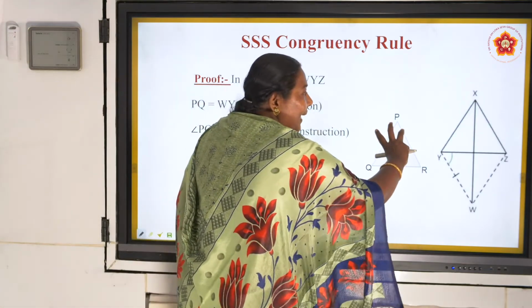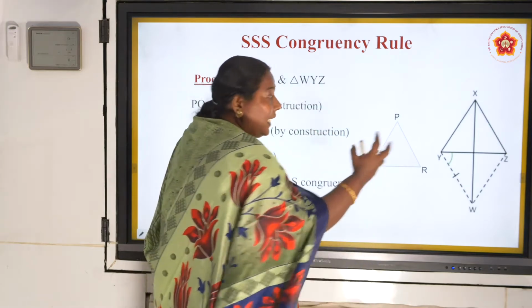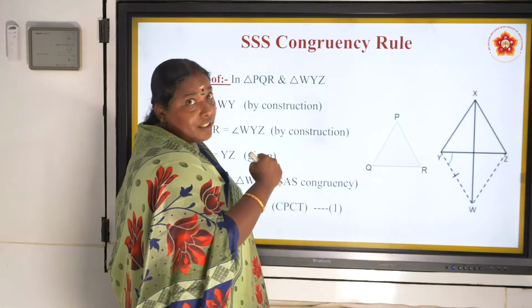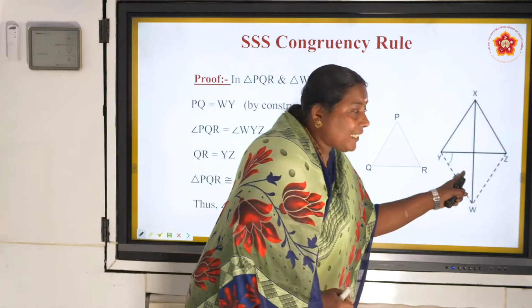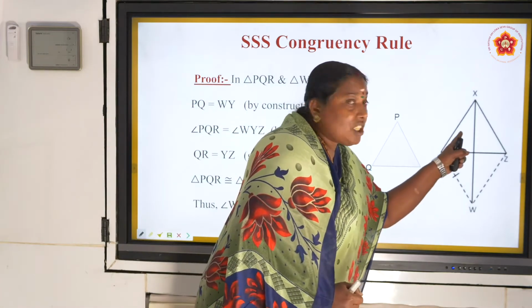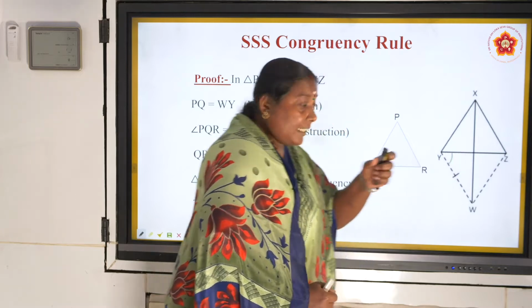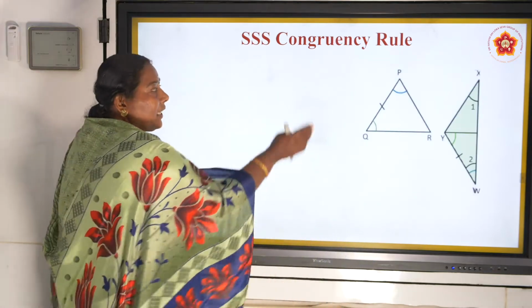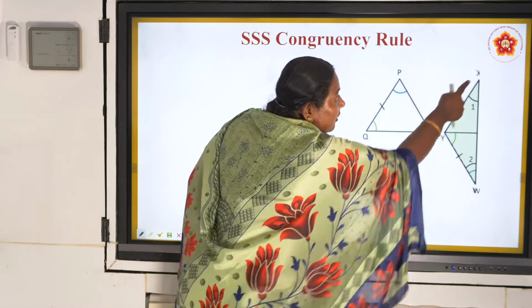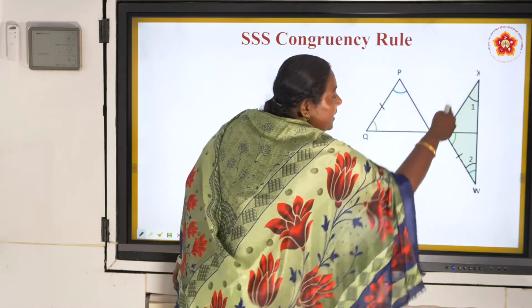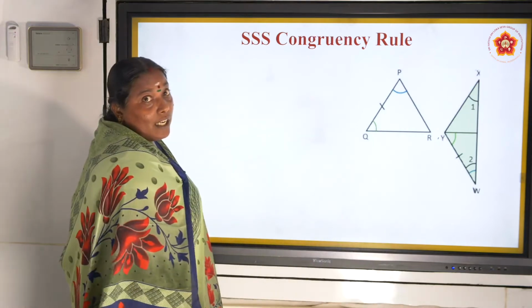Now I have compared my given triangle and my constructed triangle. Now I have to compare my constructed triangle and my destination triangle, right? Let us see that next. In that, what we are going to see is WYX, that means XYW triangle we are going to take.